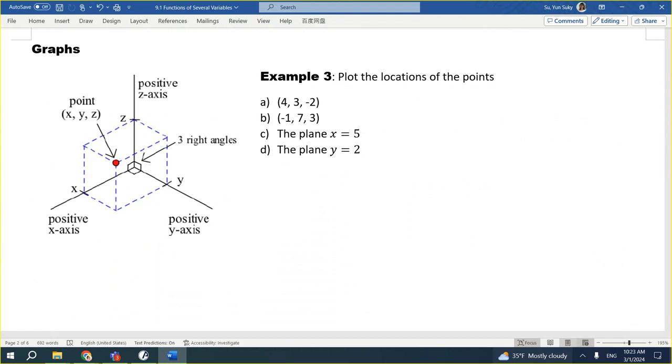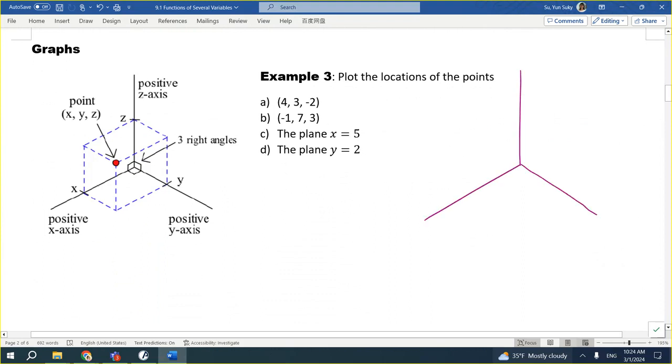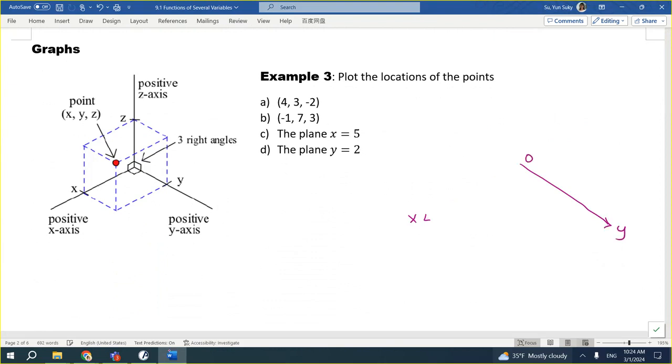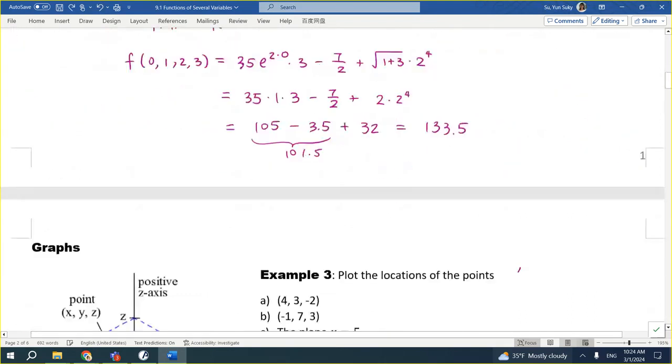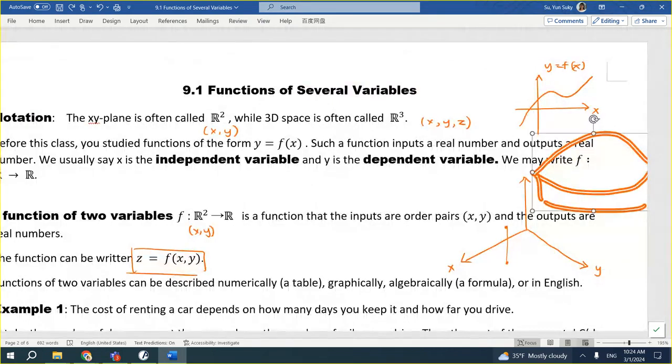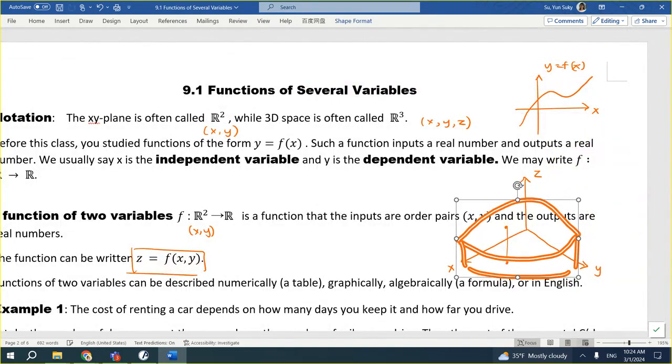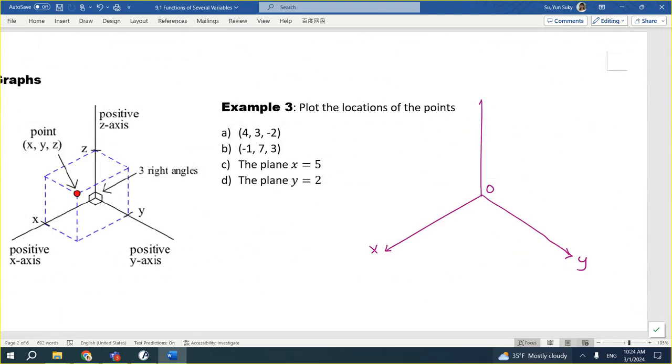Okay, now let's draw it. So draw another one here. Okay, that's the x, that's the origin, that's the y, that's the z. Oops, sorry. I don't mean to erase it. Give me back my line. It froze. Okay. All right. That's Z.